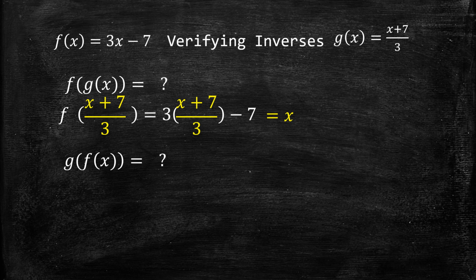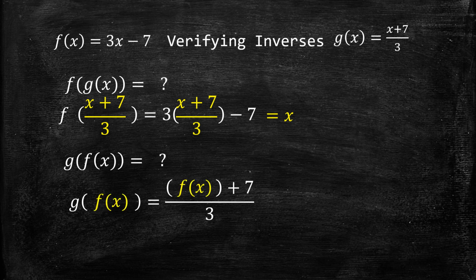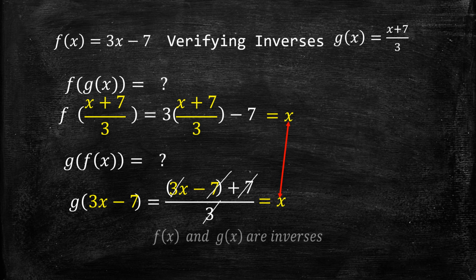So let's take the composition of g of f of x. So this is g of x, but I want g of f of x. So take out x, replace it by f of x. And now take out f of x, replace it by 3x minus 7. After simplification, this and this simplify, this and this simplify. Therefore, the final answer is x. So we got x. It means these two are inverses.